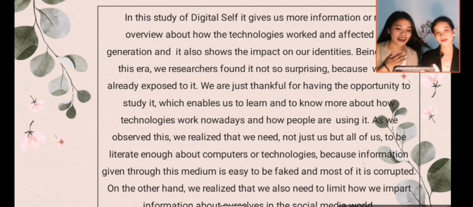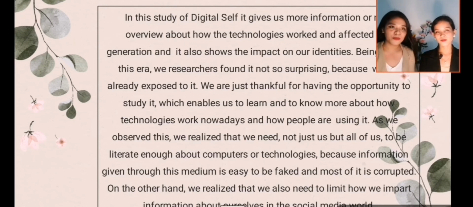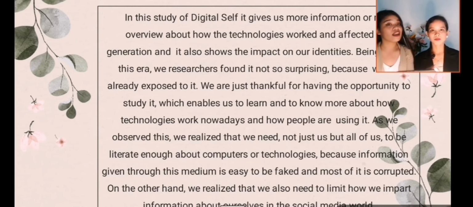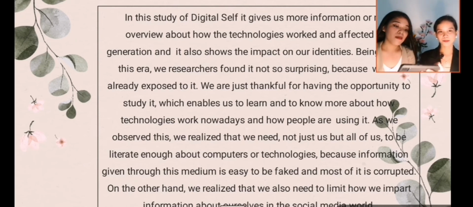So being part of this era, we researchers found it not surprising because we are already exposed to it. But we are just thankful for having the opportunity to study it, right? Yep. Which enables us to learn and to know more about how technologies work nowadays and how people are using it.